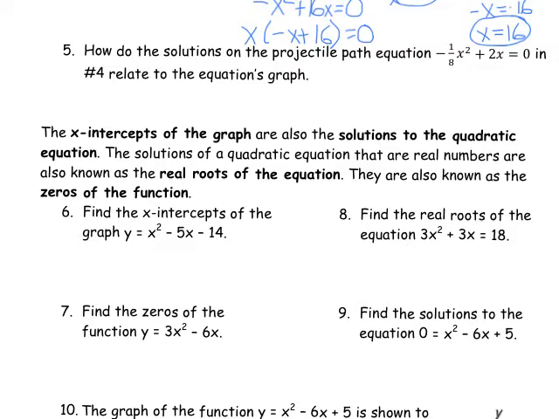So we could call them x-intercepts, we could call them solutions, we could call them real roots. That's probably the word that you hear the least, so I'm not necessarily that worried about that one, but it could be the real roots. Or probably the most common name for them is the zeros of the function. Why do you think we call them zeros?